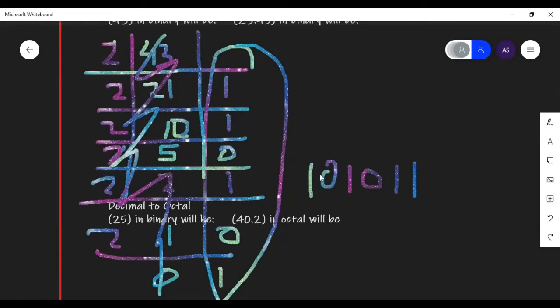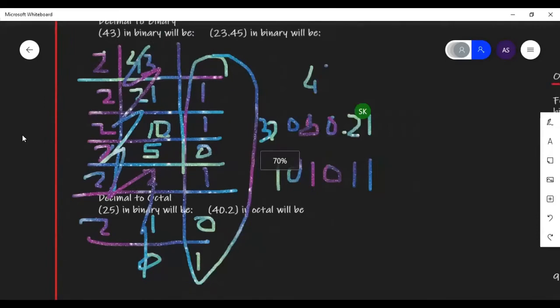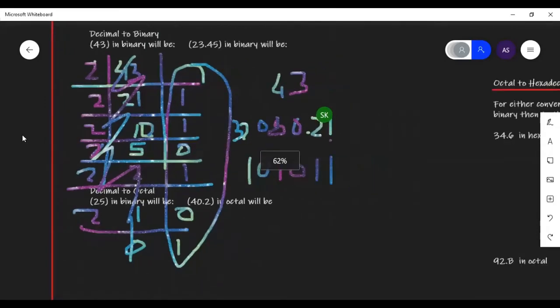So 1 times 2 to the power 0 is 1. 1 times 2 to the power 1 is 2. 0. 1 times 2 to the power 3 is 8. 0. 1 times 2 to the power 5 is 32. So what do we get here? 32 plus 8 plus 2 plus 1, so we get 43. So this is our final answer in binary.